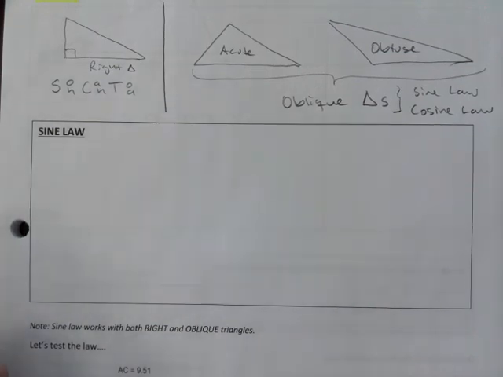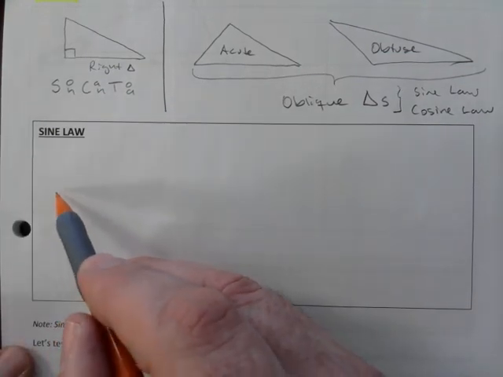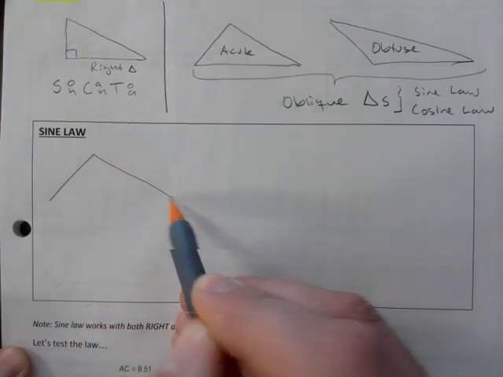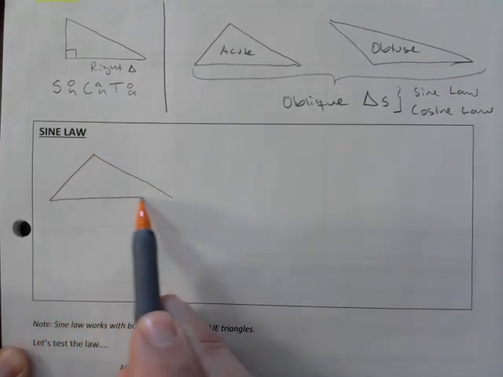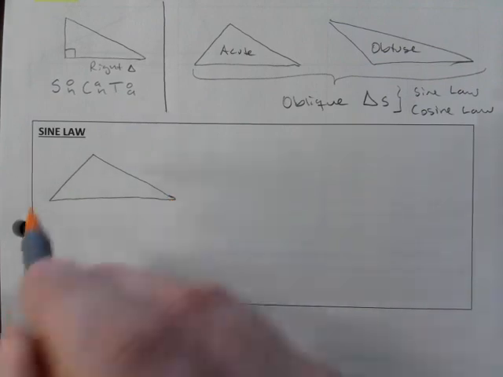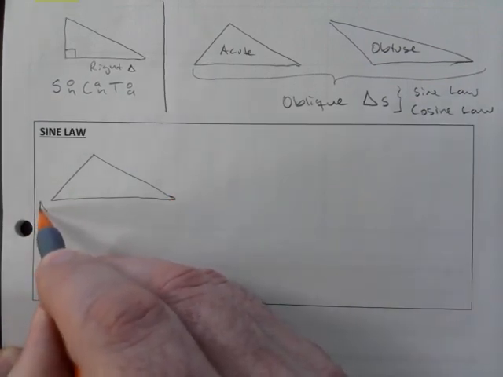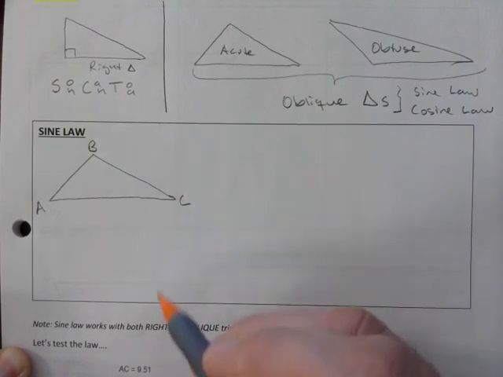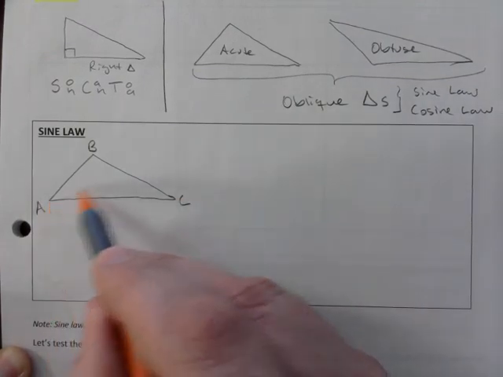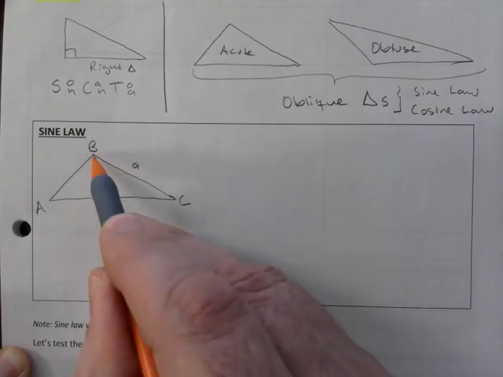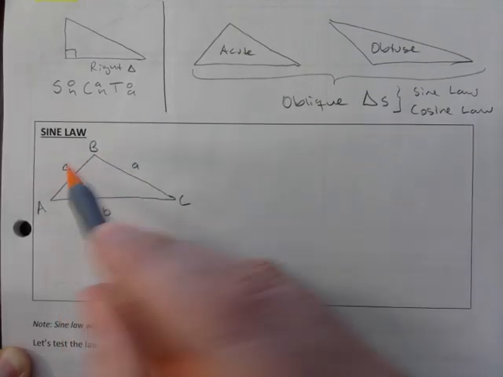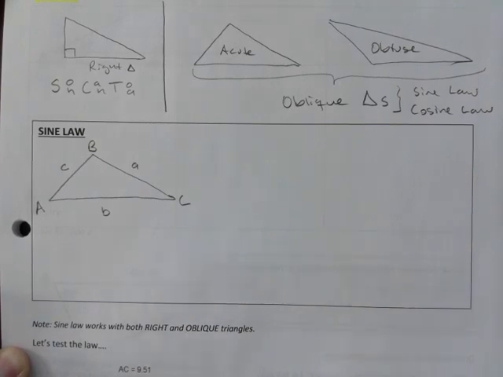So this is what the sine law says in a nutshell. Just draw a triangle that does not necessarily look symmetric, like that. Then we're going to go A, B, C like this for the angles. And lowercase letters go across from each of the angles. That's the standard way of labeling a triangle.